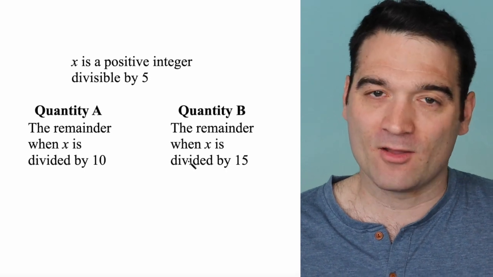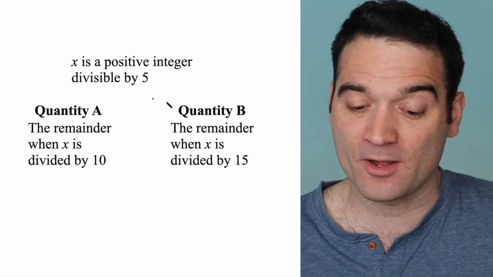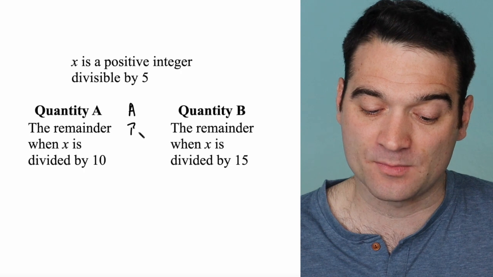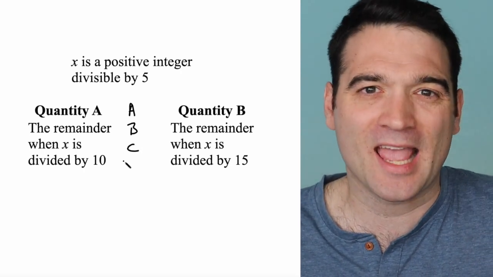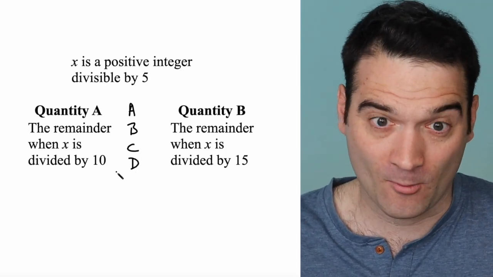Now, if you're unfamiliar with quant comparison, a quick little rundown. If you believe quantity A is greater than quantity B, the answer is A. If you think B is greater than A, the answer is B. If you think the two of them are equal, then the answer is C. And if you can't determine which one is greater, then that's D, right?